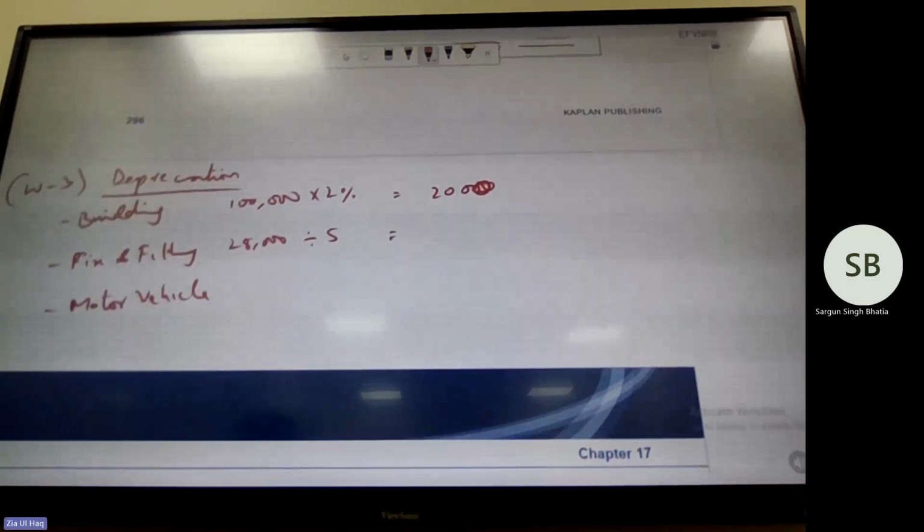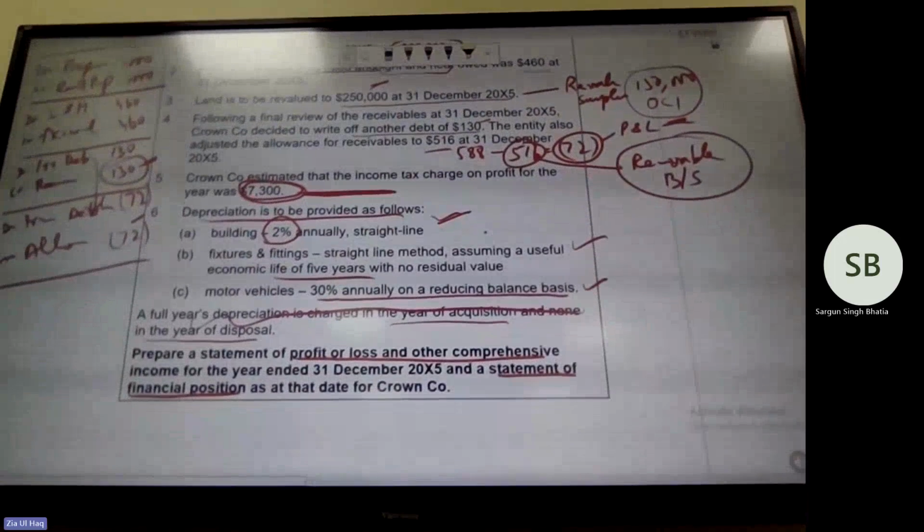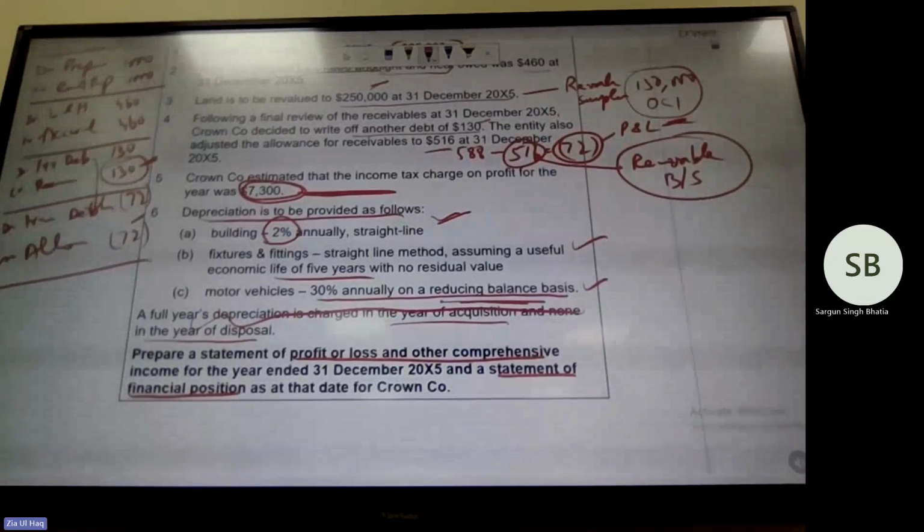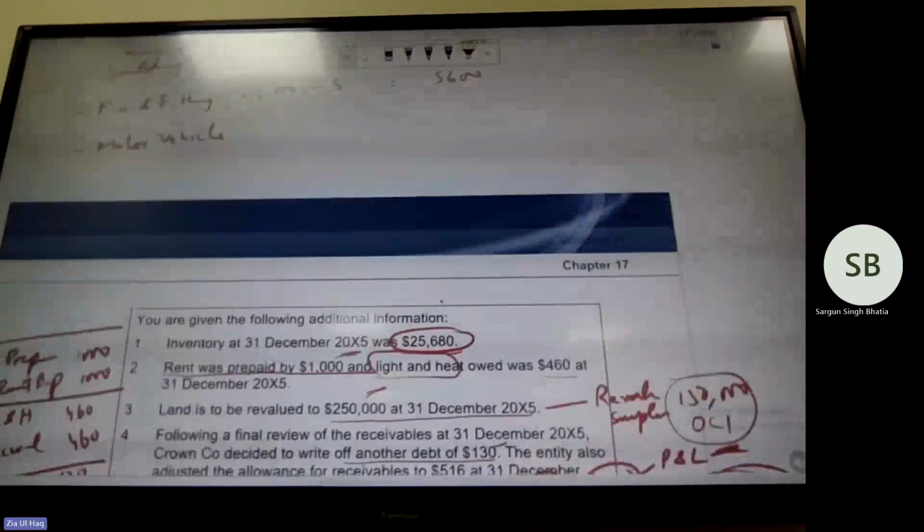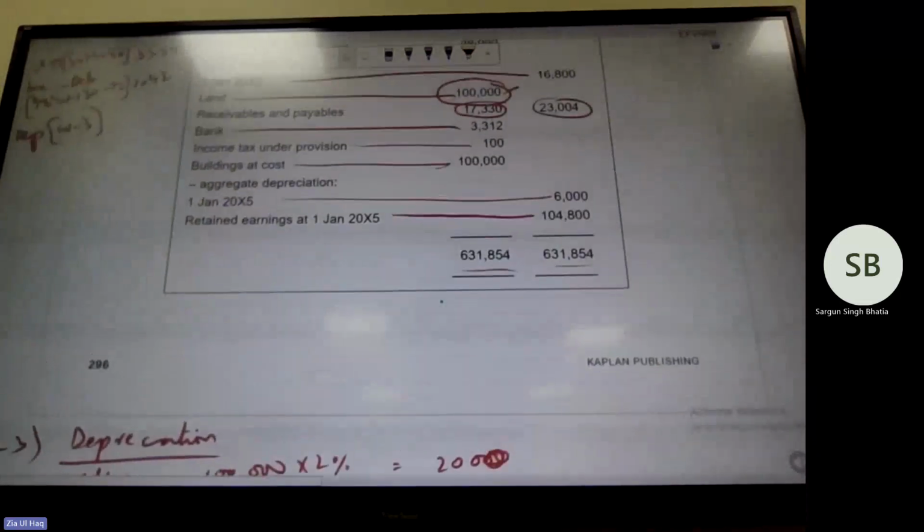28,000 divided by 5, what is that? 5,600. So 5,600 is depreciation for that. For motor vehicle, it says 30%, but reducing balance method. Reducing balance means net book value. We need to charge 30% on net book value. How can we calculate net book value?